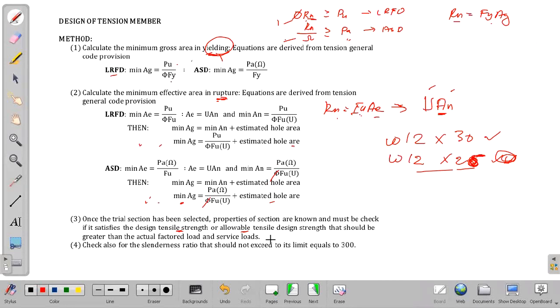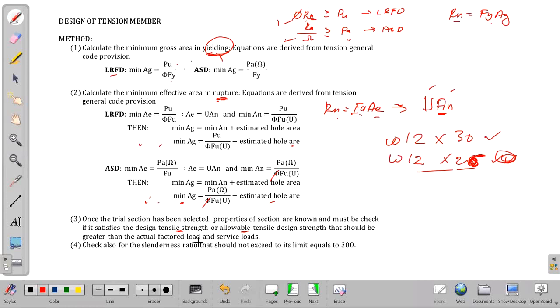If it is not satisfied, if your factored load or your service load is greater than the design tensile or the allowable, you have to select another trial section. If it is not safe, you select again a trial section, a higher one. Okay? Until you satisfy that your design tensile strength or your allowable tensile strength is greater than your actual factored load or service loads. Okay?